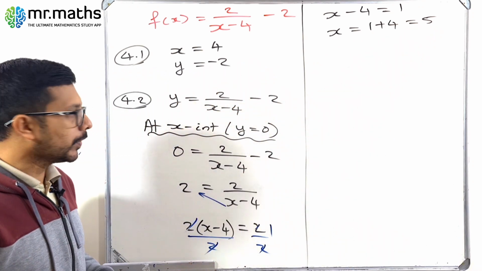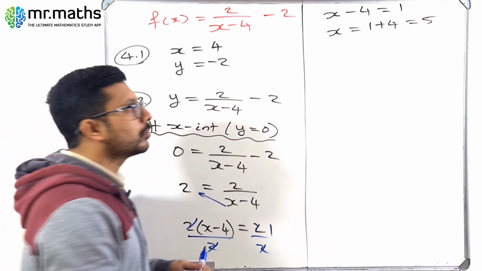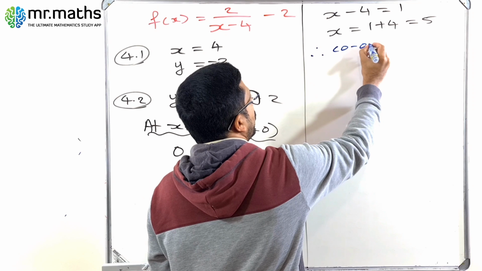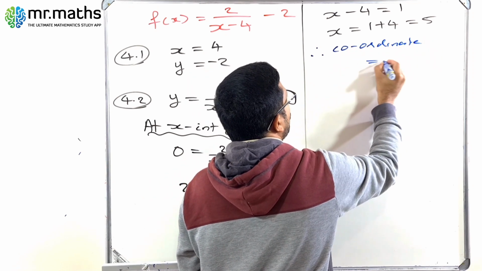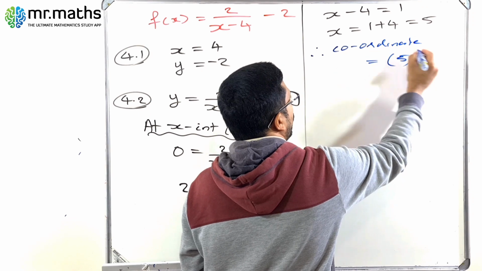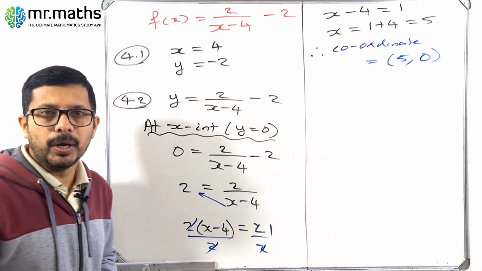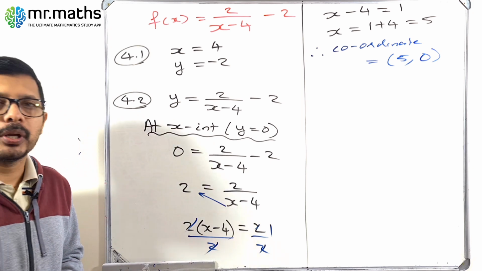You understand? Okay. So what is the value of y? At the x-intercept, y is 0. So therefore, the coordinate is: x value is 5 and y value is 0. So it is 5 comma 0. Okay, so that is question number 4.2.